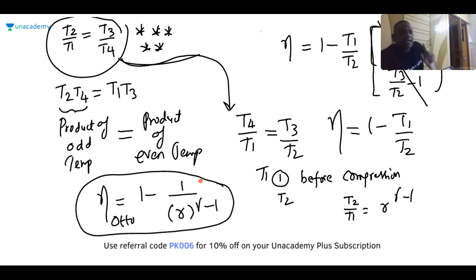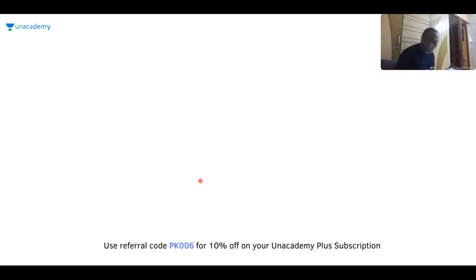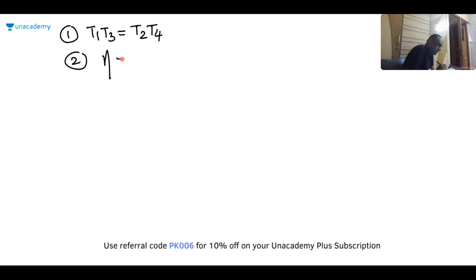So finally, a student appearing for GATE and Engineering Services preliminary, and those appearing for Engineering Services, should know the complete derivation. For GATE and ES prelims, you should know two important things. One, the product of odd temperatures is equal to the product of even temperatures. Second, the efficiency is 1 minus 1 by R power gamma minus 1.